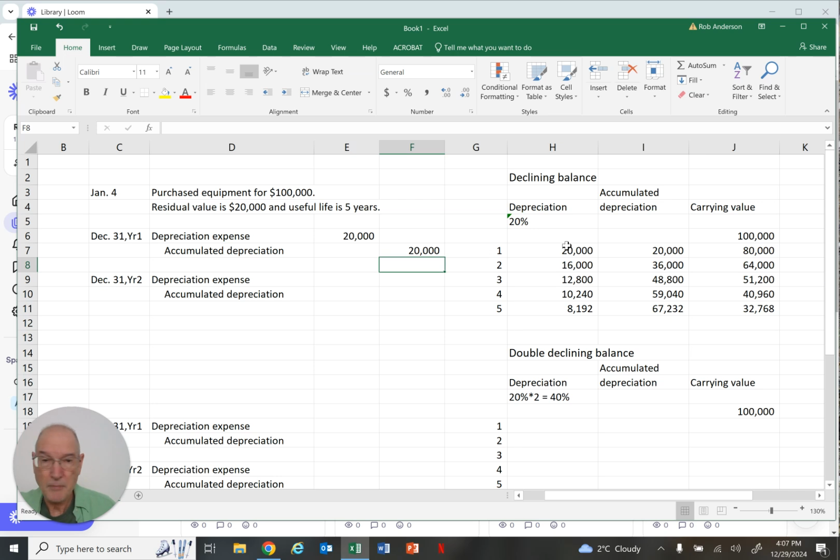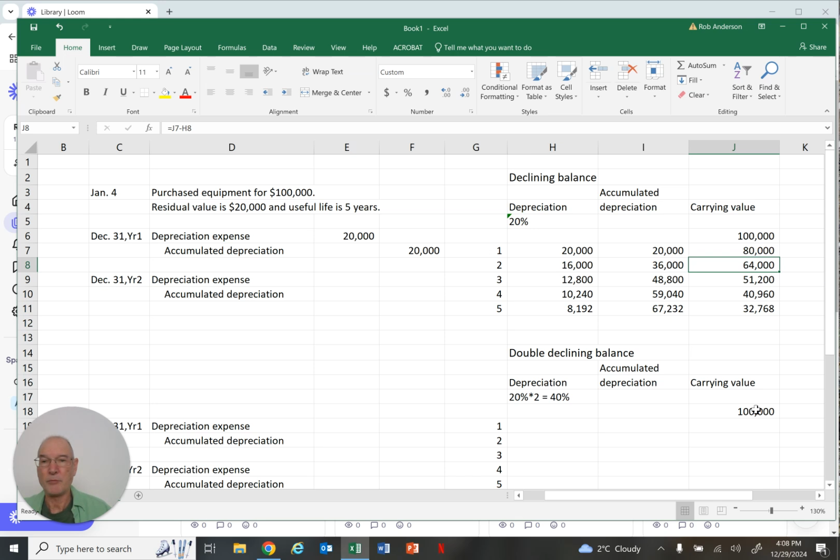So there's the 20. Now for year 2, I'm going to do the same thing. I'm going to take the $80,000, I'm going to multiply by 20%, and I'm going to get 16,000. Now you'll note that accumulated depreciation is now 36. Last year's 20 plus this year's 16. So 36,000 is accumulated depreciation, and our carrying value is 80,000 minus this year's 16, which is 64,000.